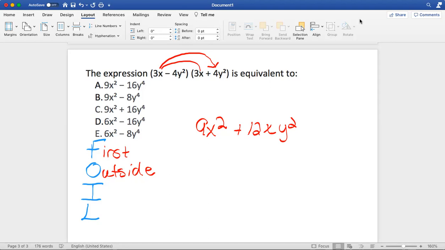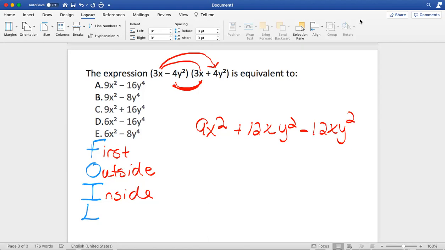Now, I stands for inner terms, the ones right next to each other, or the inside terms. I like to use inside, outside. So the inside two terms, those are the ones right next to each other. We're going to multiply them together, and we're going to get a negative 12xy squared.